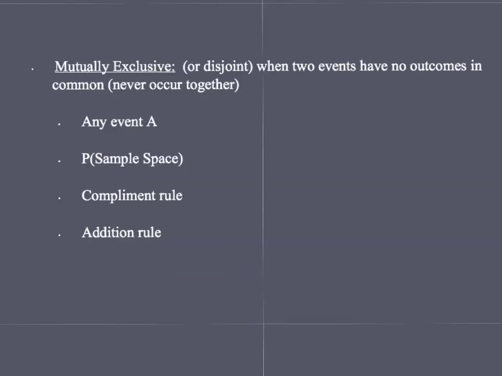Mutually exclusive or disjoint is when two events have no outcomes in common, meaning they can never occur together. The probability of event A will fall between 0 and 1. The probability of the sample space always has to be equal to 1.